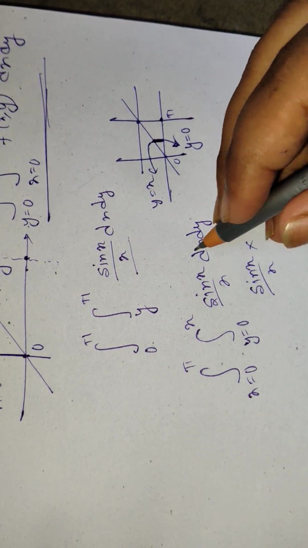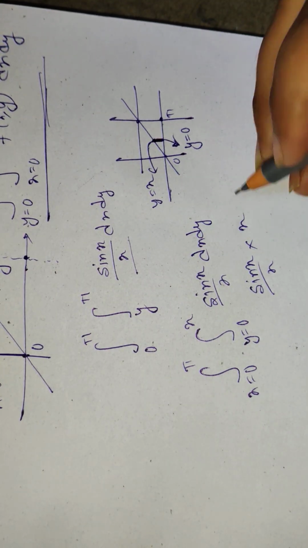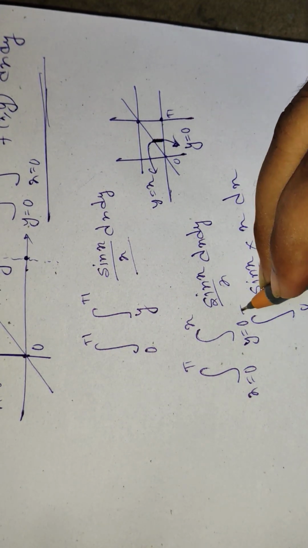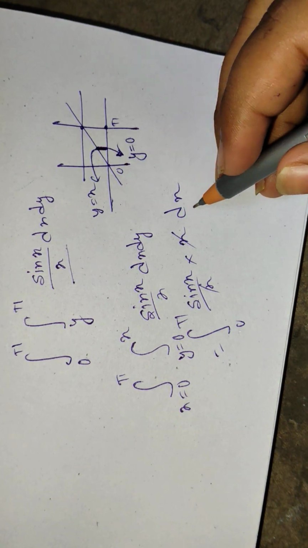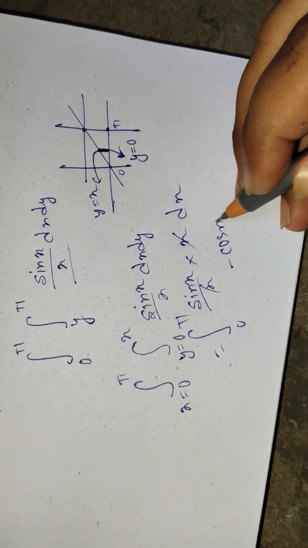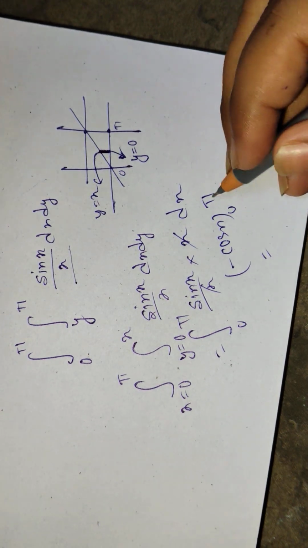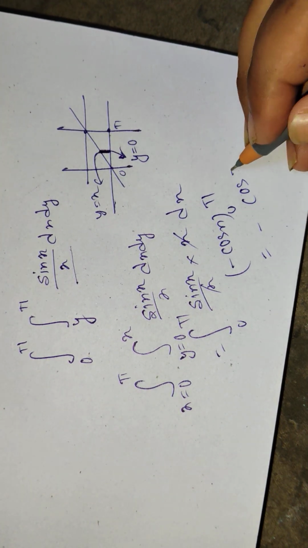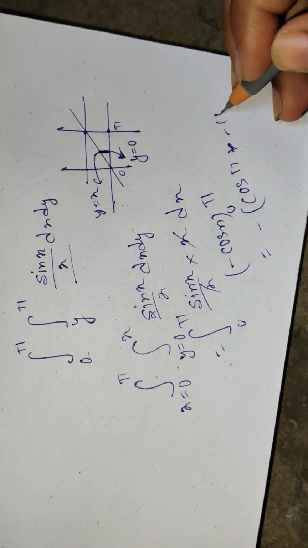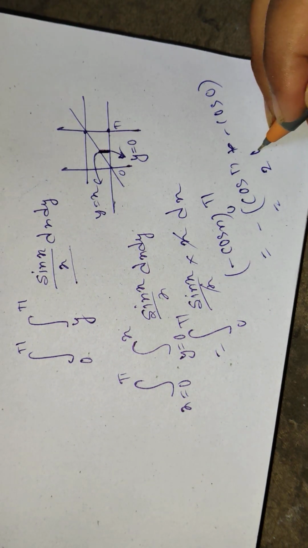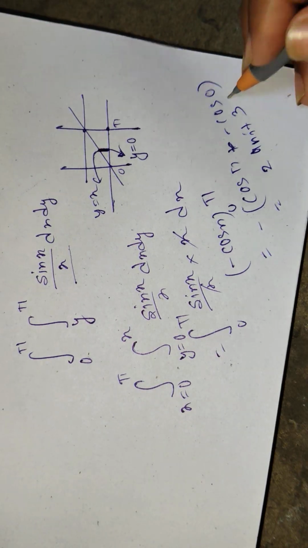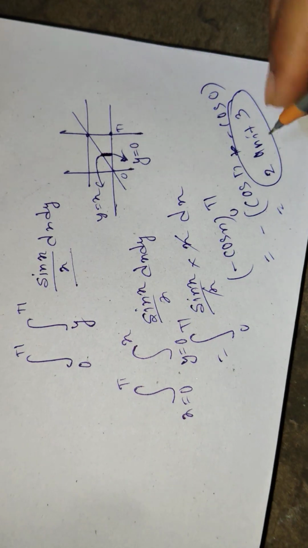So it will become x into dx, 0 to pi, x cancelled out. The integration of sin x with respect to dx is minus cos x, 0 to pi, minus cos pi minus cos 0. So the answer is 2 unit cube. Be careful, there is unit cube.